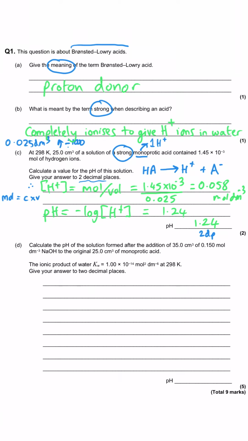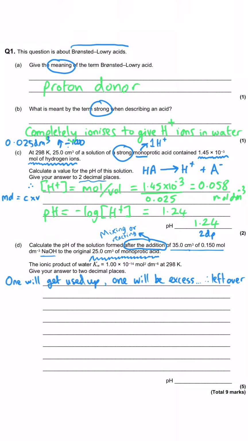And then the last part of this question is asking us to calculate the pH of the solution formed after the addition of 35 cm cubed of a particular concentration of sodium hydroxide and then 25 cm cubed of the monoprotic acid. So I'm doing a slightly different sort of underlining just so I can see the ownership of each set of numbers for the sodium hydroxide and for the monoprotic acid. So when you mix an acid together with a base, there is the core concept that one of those two things will be the limiting factor and the other one will be in excess.